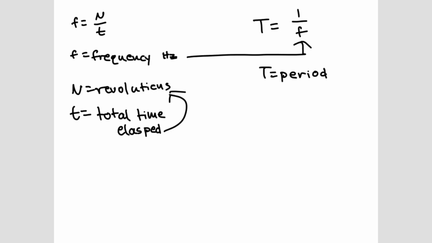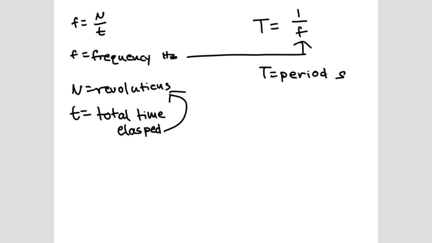Period is just another way to think about or express how often it goes around in a revolution. In this case, the period is the time it takes for one revolution, and because it is in time, it has the units of seconds. Now, as you can see here, period and frequency are just inverses of each other, so that makes it really easy to find one if you happen to know the other.